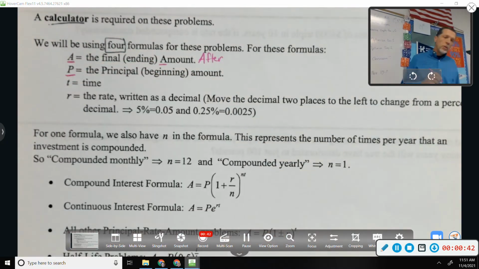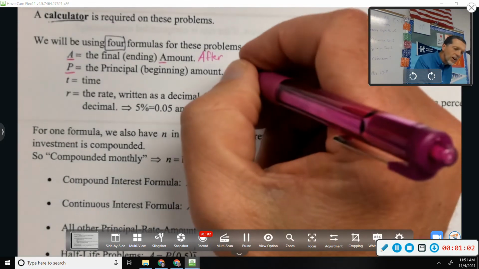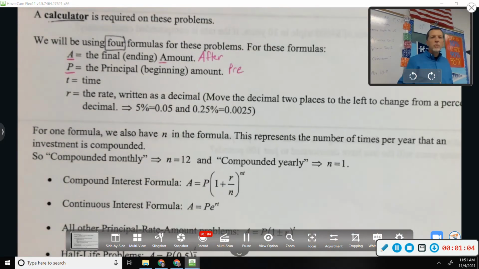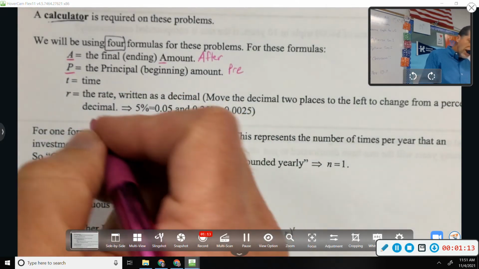P is the principal, which is the beginning amount. But there's an even better word that means beginning that starts with P. So English people, what prefix means before and starts with a P? Pre. So I think of the P, officially it means principal, but I think of it as the pre. So prefix. T for time, R for rate.